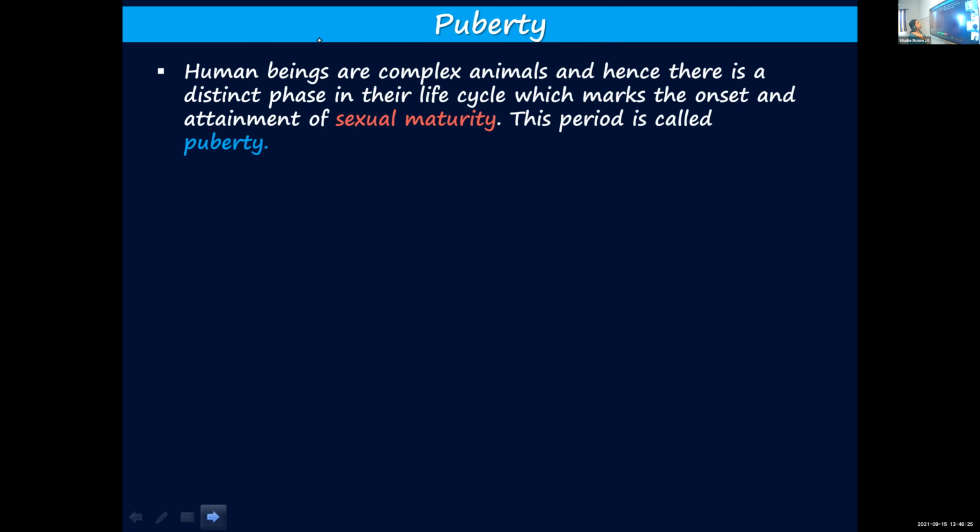So before that, it is important to know what is meant by puberty. In class 8, you had learned about puberty in the chapter reaching the age of adolescence. Human beings are complex animals and they have a distinct phase in their life cycle which marks the onset or attainment of sexual maturity, and that period in our life is known as puberty.